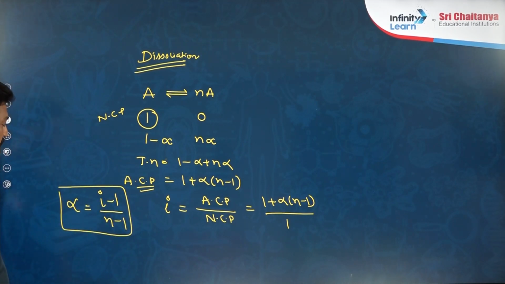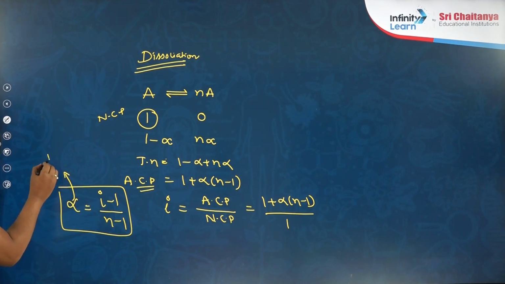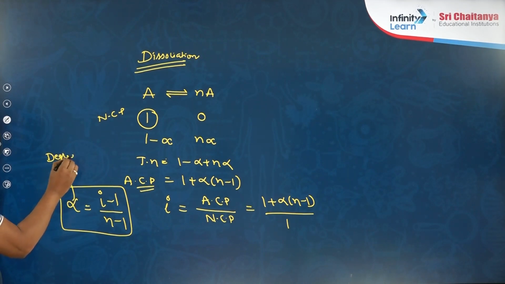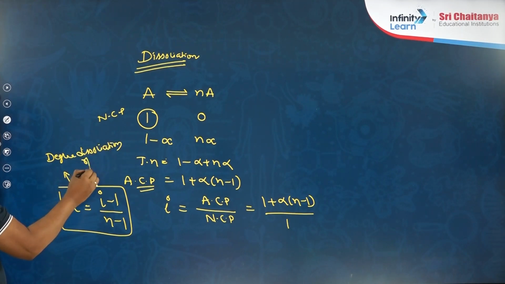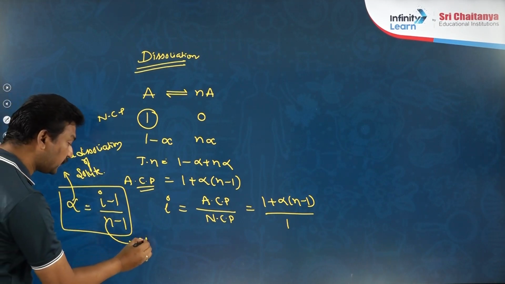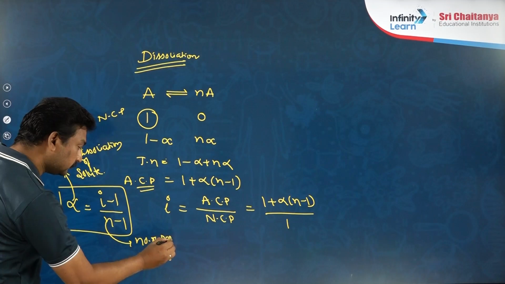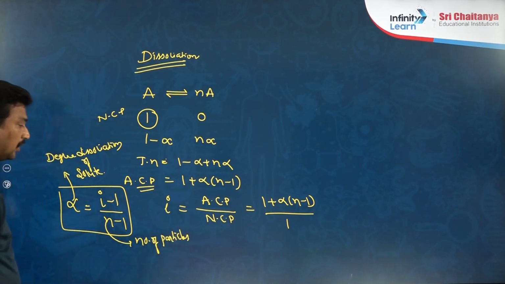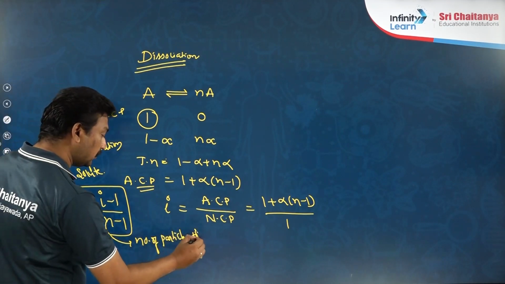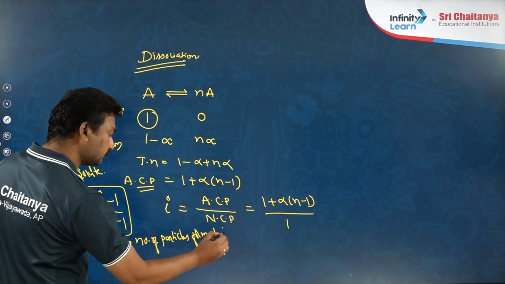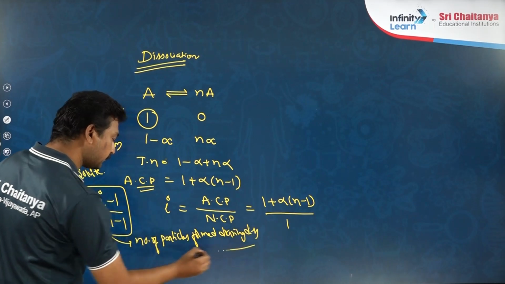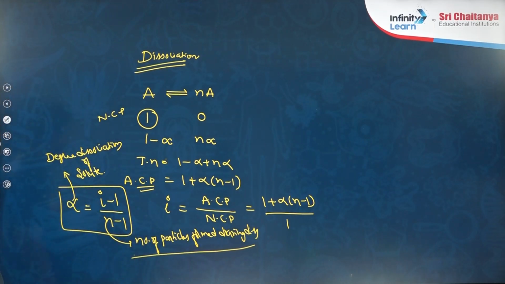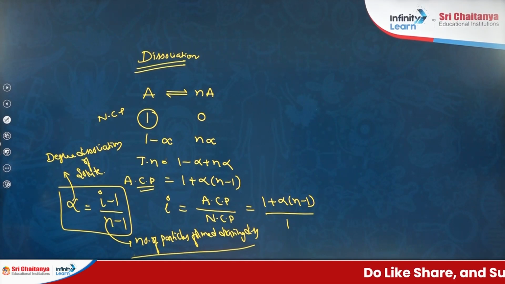This is the relation, my dear students, where alpha is the degree of dissociation of the solute, i is the Van 't Hoff factor, and n is the number of particles formed during the dissociation, or the number of particles formed after dissociation. During the dissociation, the number of particles formed is called n. That's about dissociation, my dear students.